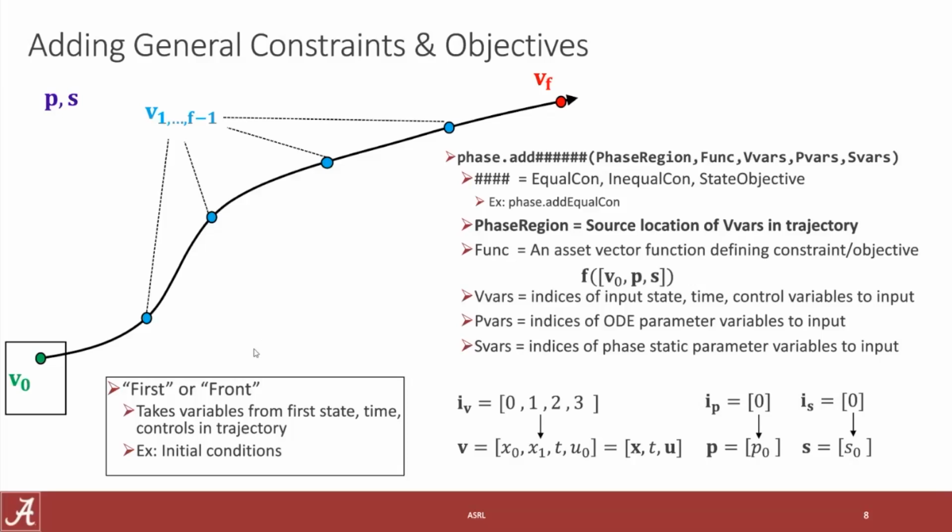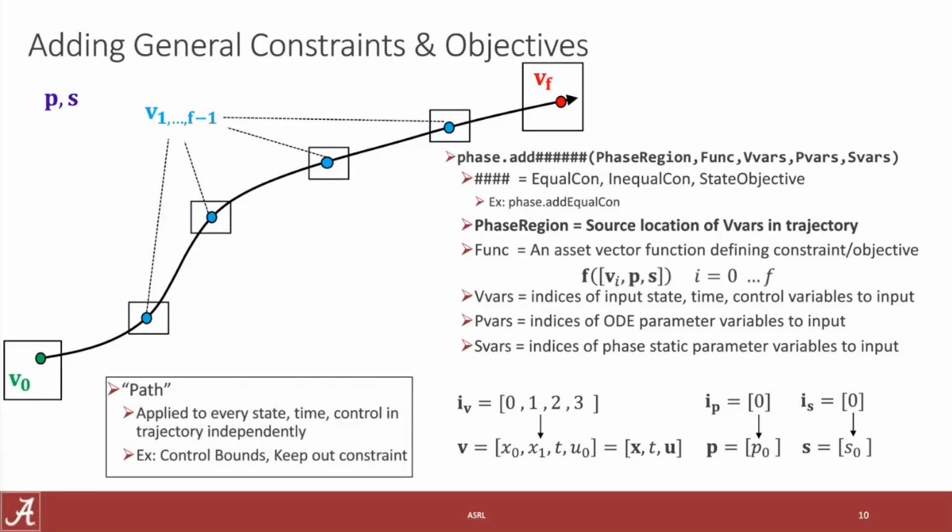So one phase region flag is first or front. Those are equivalent statements. That is applying the constraint just to the first point or first segment in this trajectory arc for your phase. So a great use case of the first or front flag as a phase region is for initial conditions, saying your problem is constrained to be at some initial condition evaluation. There's also the back or last phase region flag. That one is used for terminal conditions, or you can use it if your objective function is just a function of your final state or final point.